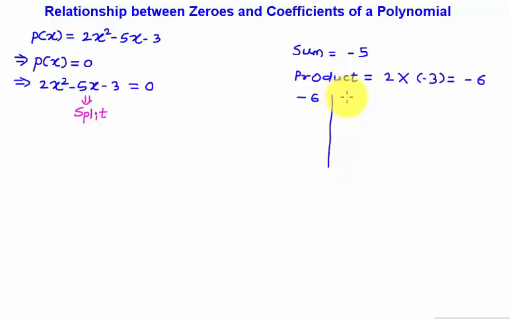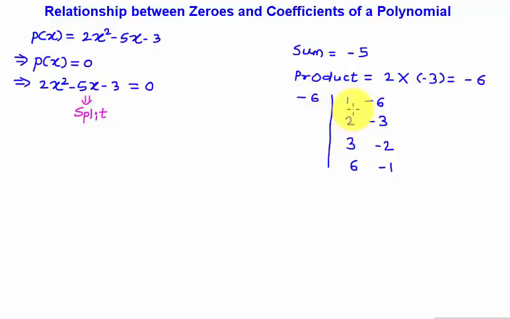So let's begin with number 1. 1 into minus 6 will give us minus 6. Then the next number is 2. 2 into minus 3 will give us minus 6. Then 3. 3 into minus 2 will give us minus 6. 4 and 5 we will not consider because they will not form a pair. And the next number is 6. 6 into minus 1 will again give us minus 6. So these are the available pairs.